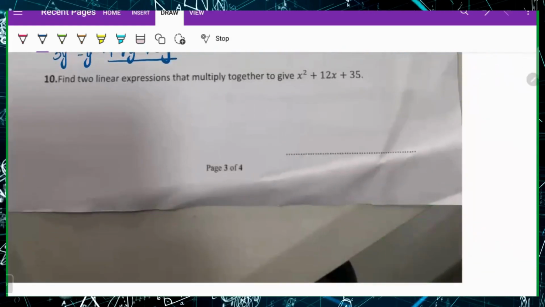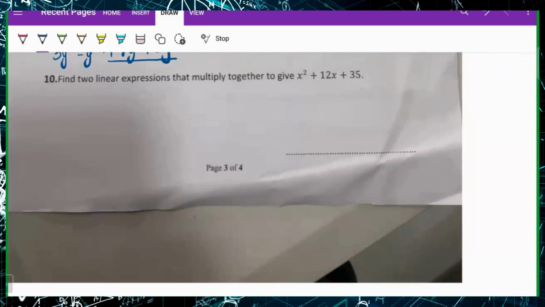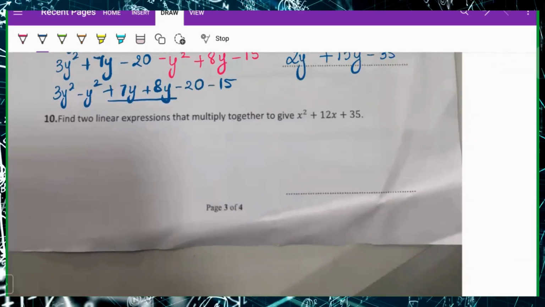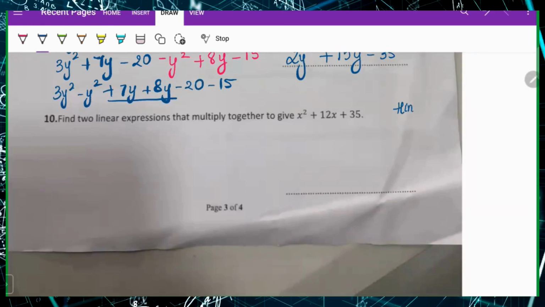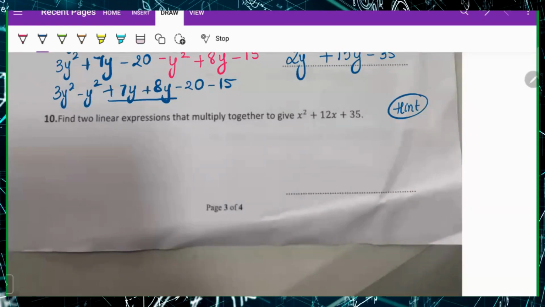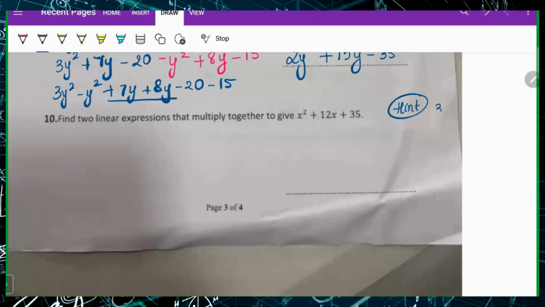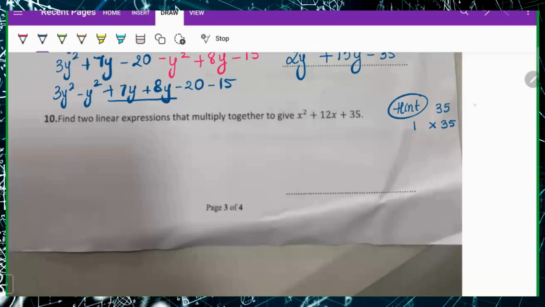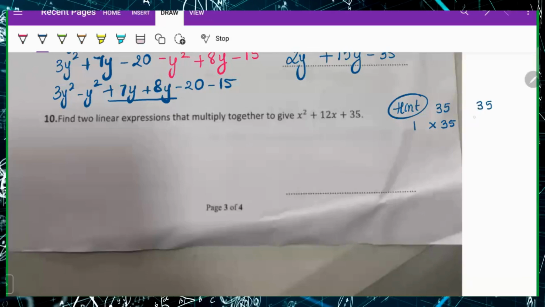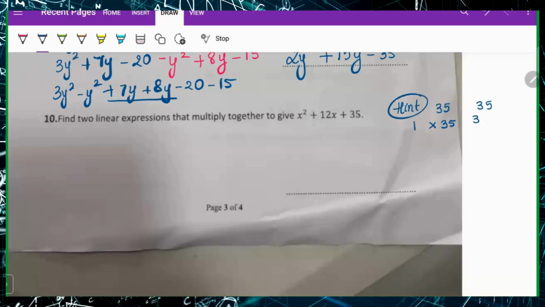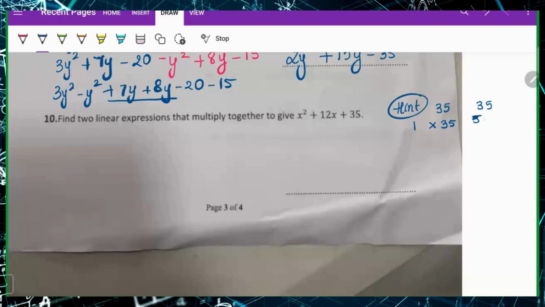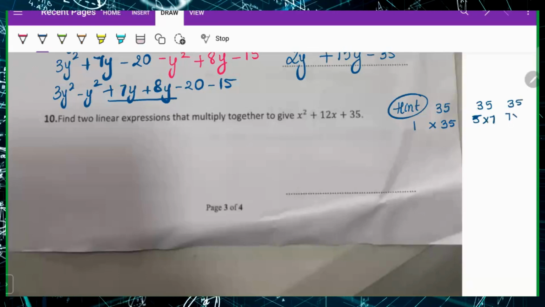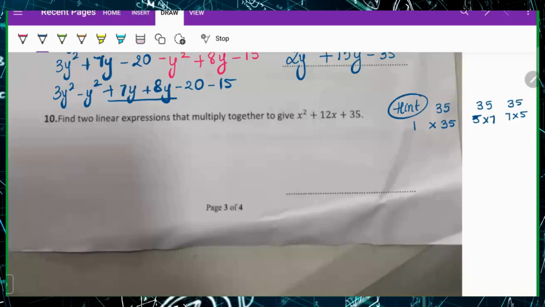Now it says find two linear equations that multiply together to give x square plus 12x plus 35. I will give you a hint here. The hint says you think of 35, okay? How will you get 35? You can either have 1 into 35, okay? Next one will be 5 into 7, that gives you 35. And again, 35 can be obtained by 7 into 5, right?